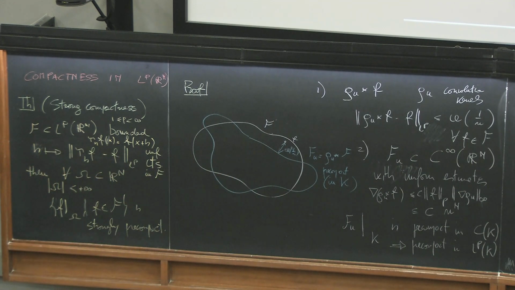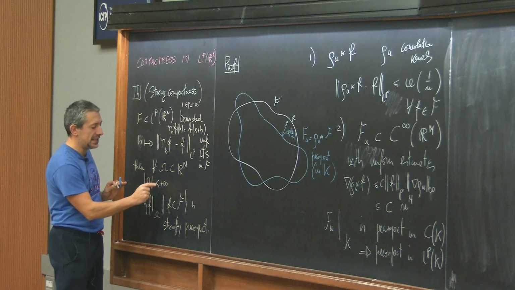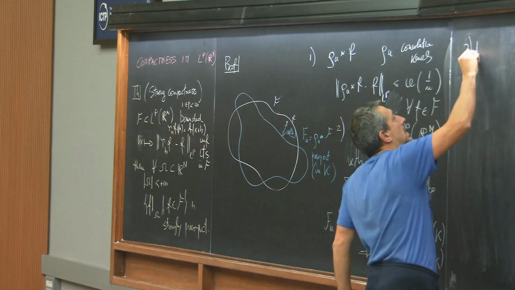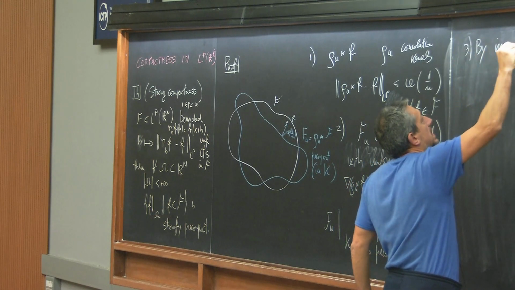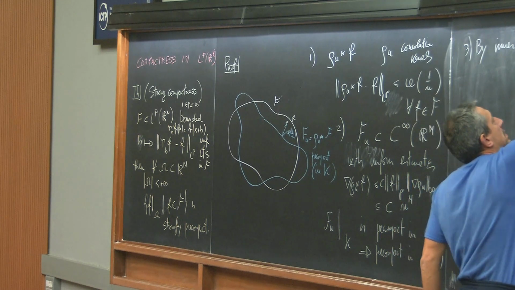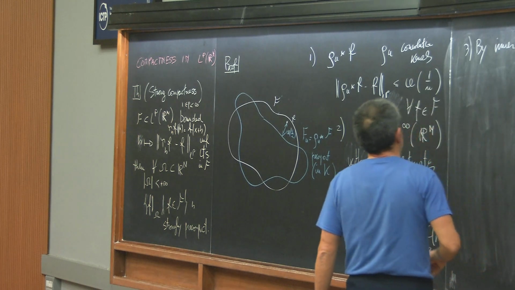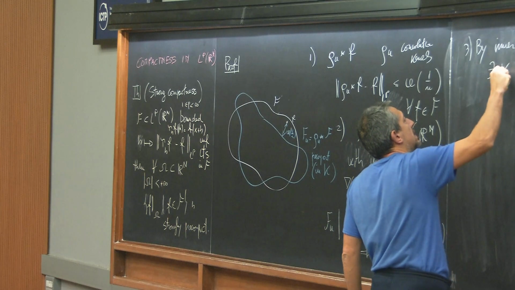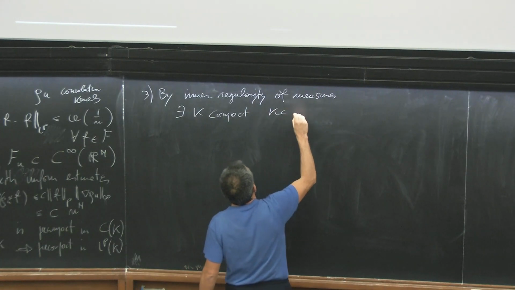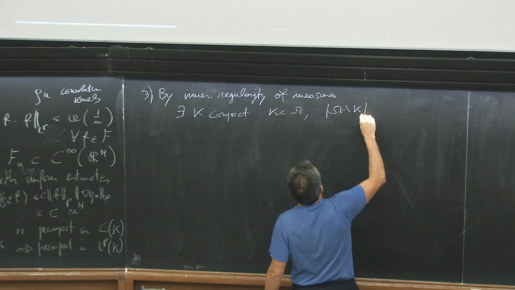So I have now to make use of the assumption. So this omega here has finite measure, and then by regularity of measures, what I discover is that there exists a compact K contained in omega such that the measure of omega minus K is as small as I want.